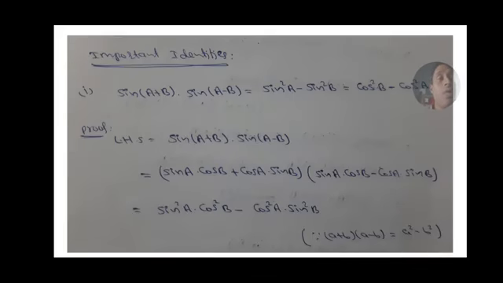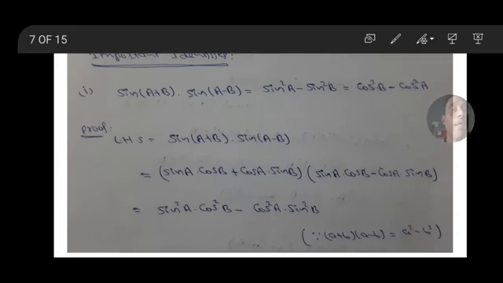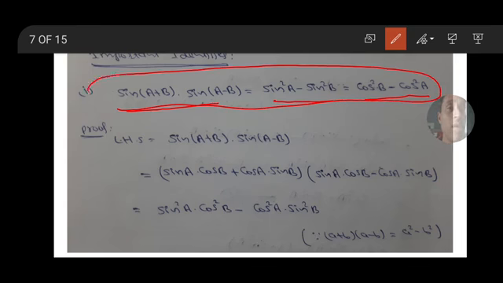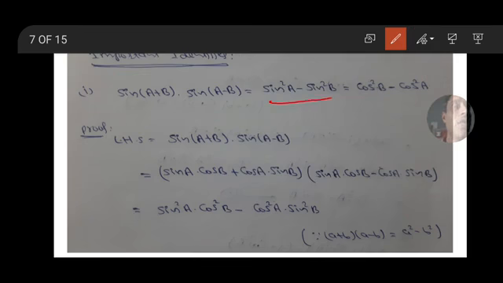Important identities. We have 2 important identities here. First one, sin of a plus b into sin of a minus b equals sin square a minus sin square b, or cos square b minus cos square a. We will also use it in the problems, as a direct formula. It is very important. Means the formula has either 2 sines or 2 cos, trigonometric functions.